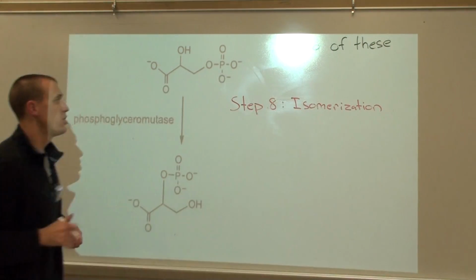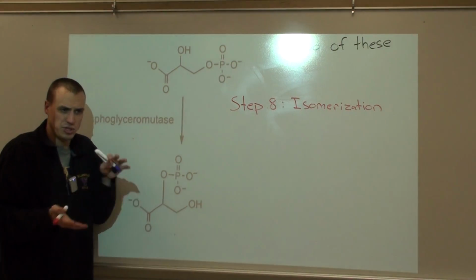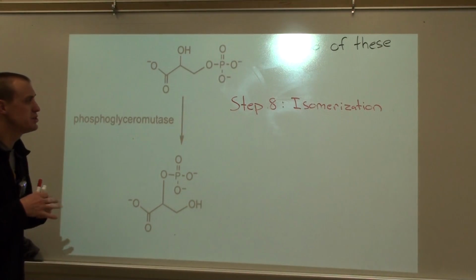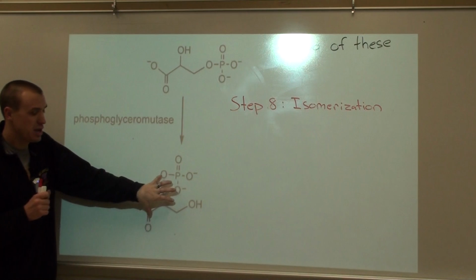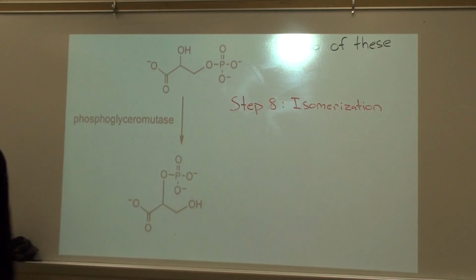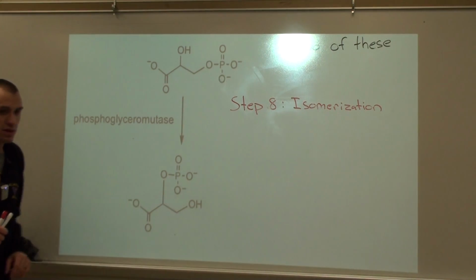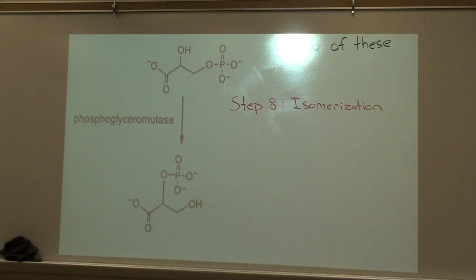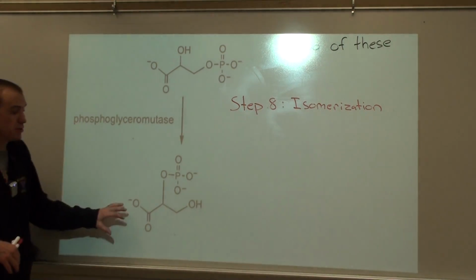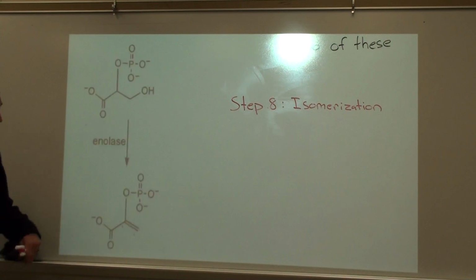So we undergo another isomerization process. Again, the atoms just switch, or rearrange the places in which they exist in the molecule. And so we end up at the end of step number 8 with this molecule known as 2-phosphoglycerate. So we start out step number 9 with our 2-phosphoglycerate.